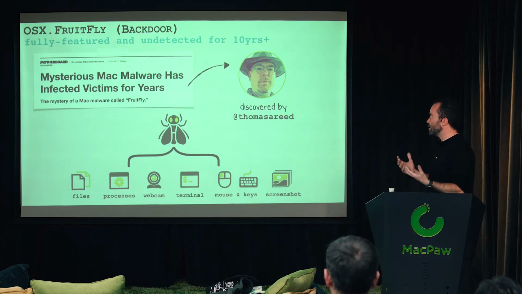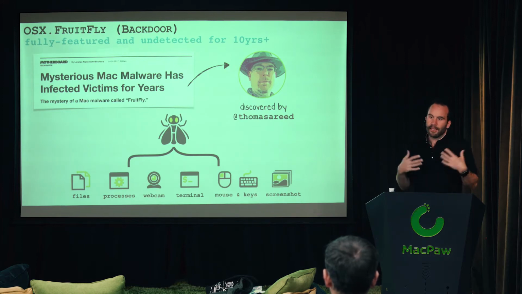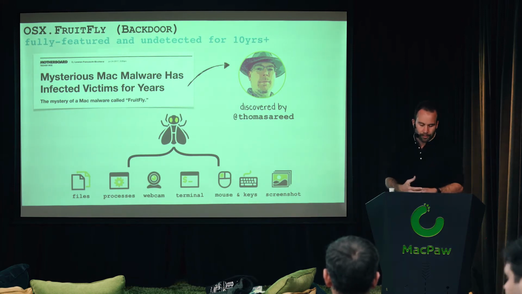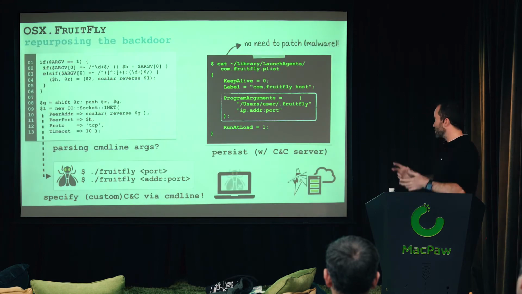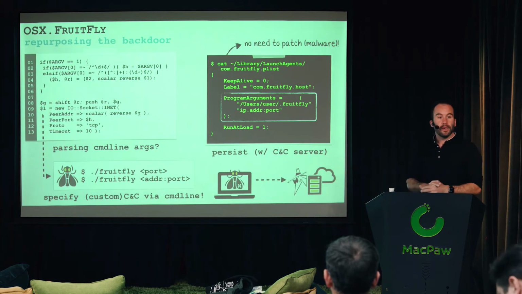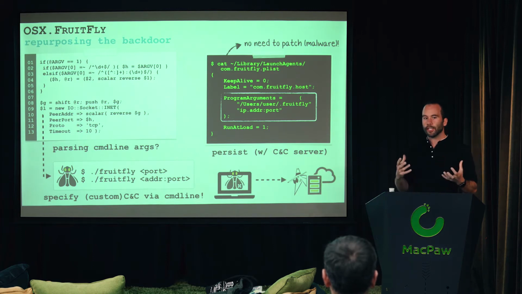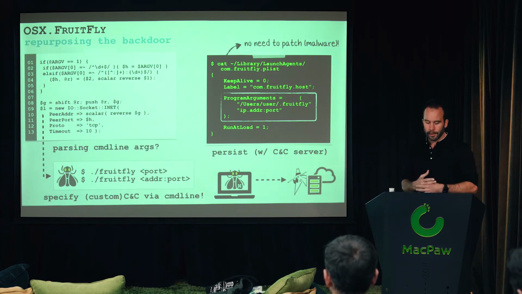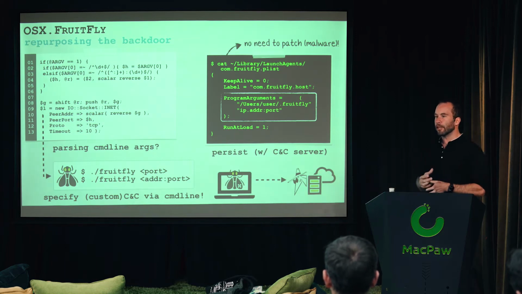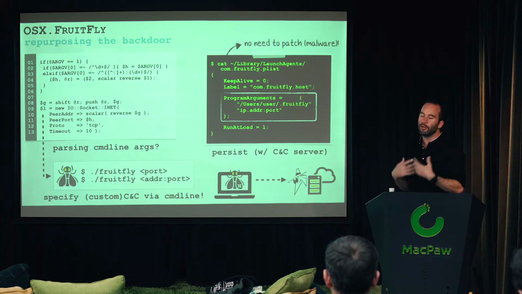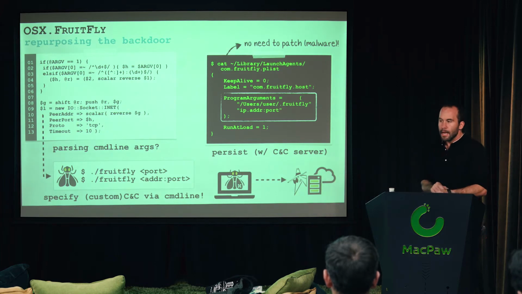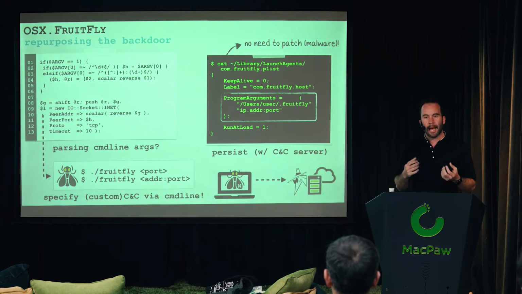As we'll see, it's actually very trivial to repurpose this, and thus gives us a proven, fully featured malware that we can use for our own evil purposes. Now, Fruitfly is written in Perl, though it's highly obfuscated. If we take a peek at the backdoor, we can see that there is some logic in the script that is parsing command line arguments. Specifically, it's looking for an IP address and port combo that you can pass in via the command line. This means we can simply pass in the address of our own command and control server without actually having to modify the malware at all.